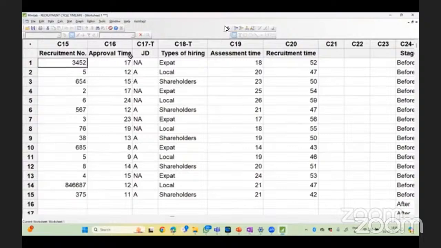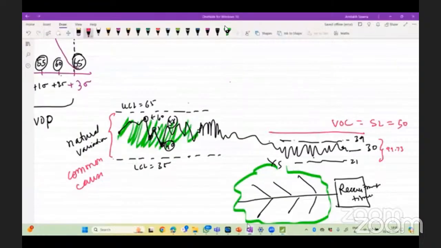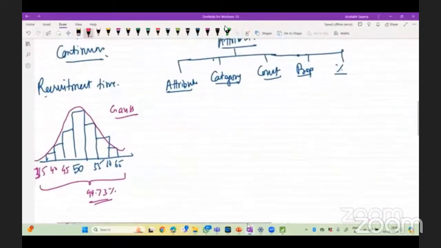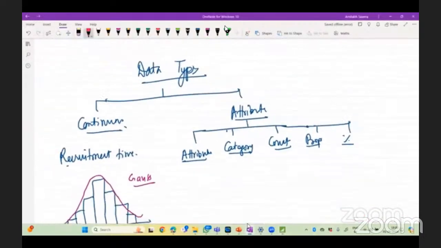So recruitment number 3452: approval time was 17 days. Job description was not available. Type of hiring was expat. Assessment time was 18 days. And total recruitment time was 52 days. So I collected data for 15 recruitments, and now I can start investigating. Now let me take you back: there are 2 types of data.